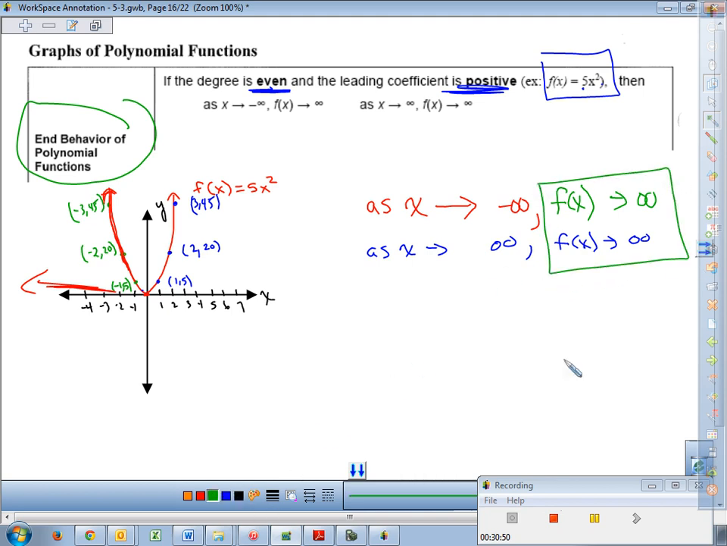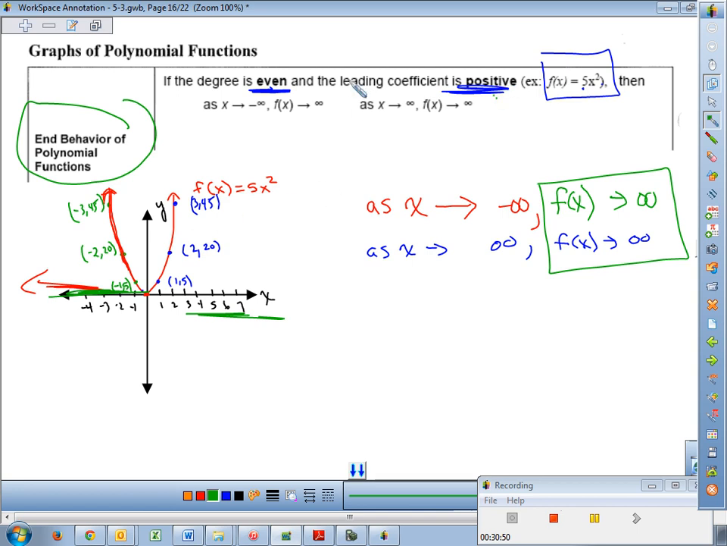What kind of degree was this, even or odd? Even. Did they approach the same place? Even degrees have to go the same way, right? Don't they both point up, to positive infinity? As x goes to negative infinity, as you go this way, doesn't that thing go up? As you go this way, doesn't that thing go up? That's because the degree was even, and tell me about that leading coefficient. It was what kind of number? Positive.